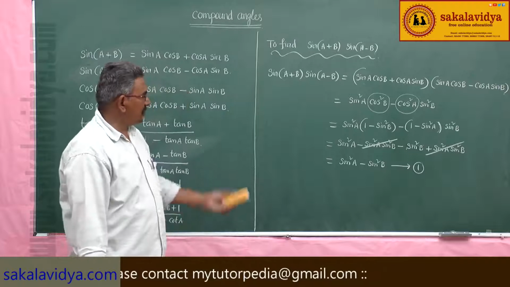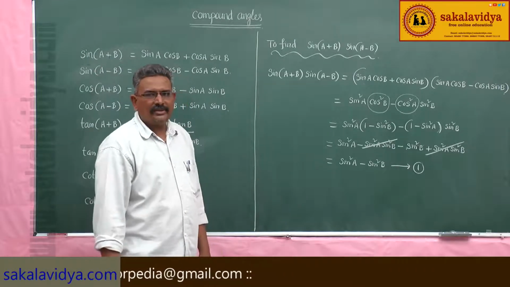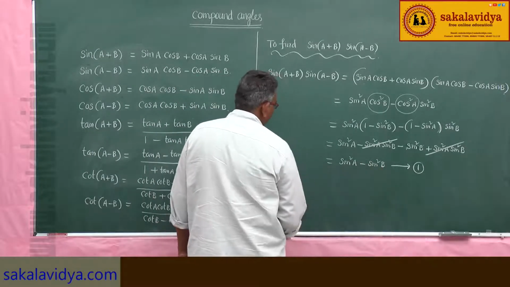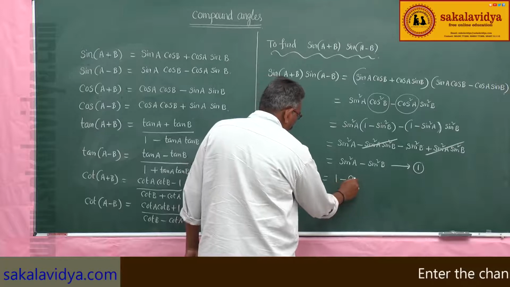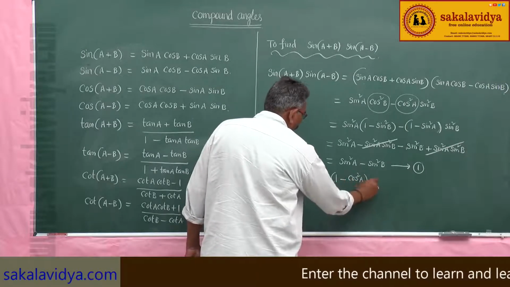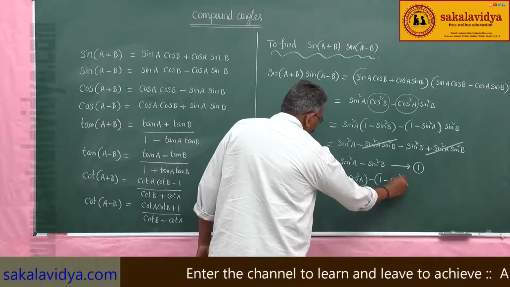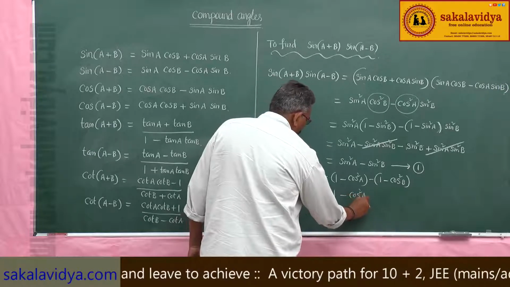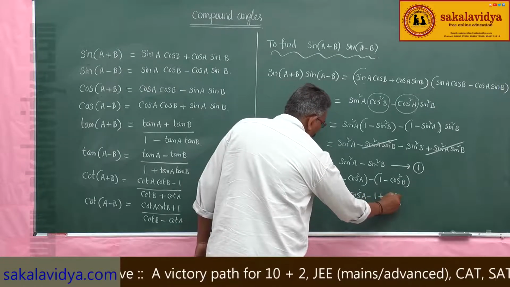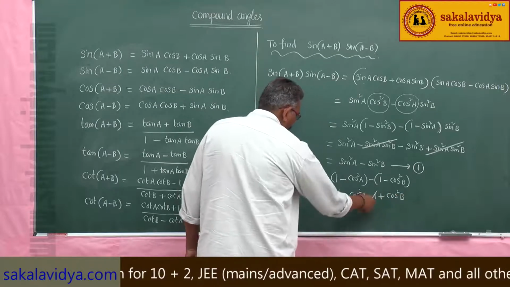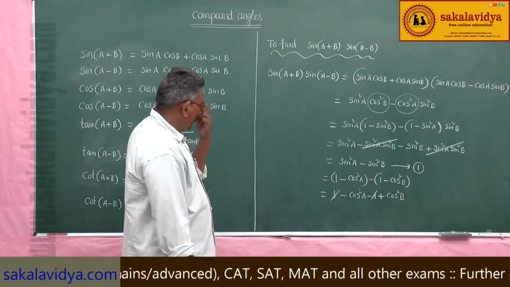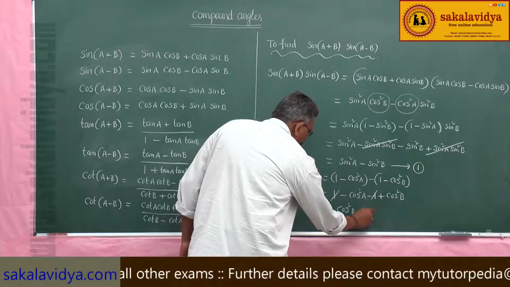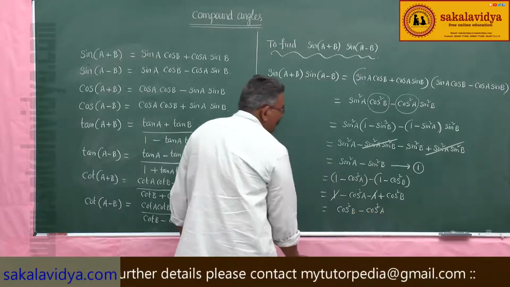Now, can we change in terms of cosine functions? Yes, why not? This sin square A and sin square B we can write as 1 minus cos square A and minus of 1 minus cos square B. So, this is 1 minus cos square A and minus 1 plus cos square B. Now, plus 1 minus 1 gets cancelled. Now, what do we have? We have cos square B minus cos square A. This is the second equation.